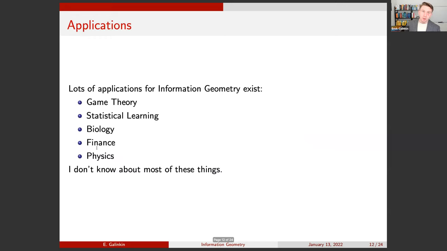So there are loads of applications for information theory, most of which I don't know about. People have asserted that you can use it for physics and biology and finance, and I believe them. But game theory and statistical learning are the two that I'm most familiar with, and so I'm going to stick to those.